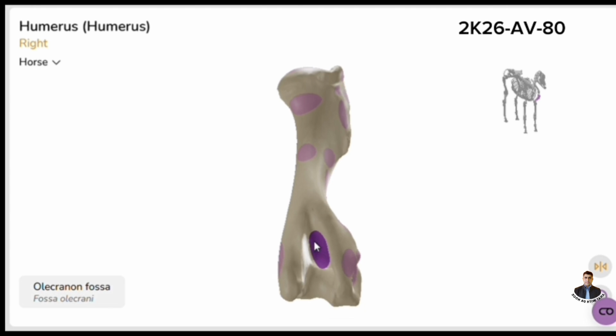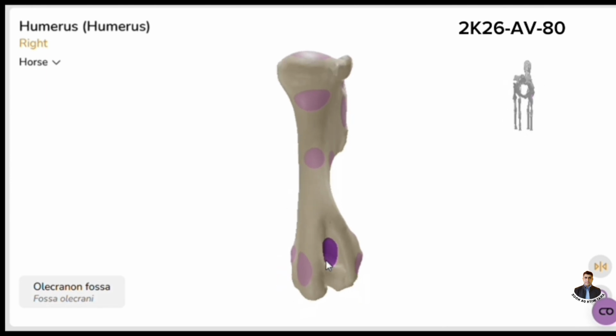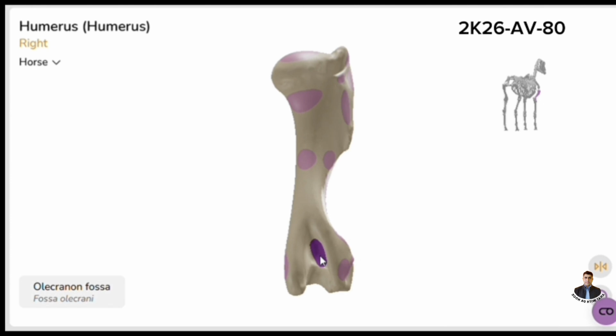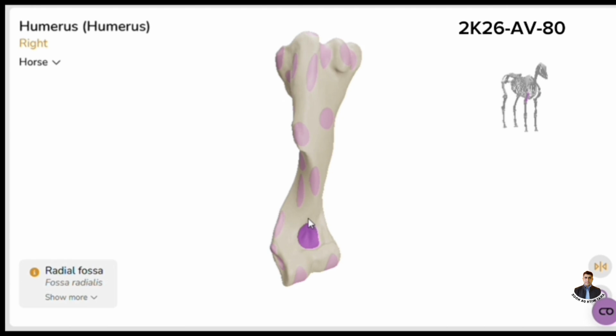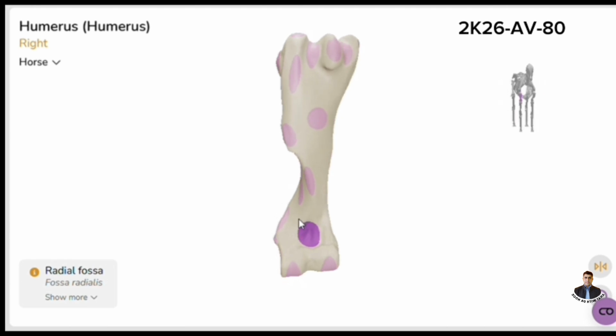The olecranon fossa is present on the caudal side of the humerus. It receives the olecranon of the ulna during extension of the elbow. And the other side is called the radial fossa. We can see here it is present on the cranial side. It receives the radius during flexion of the elbow.